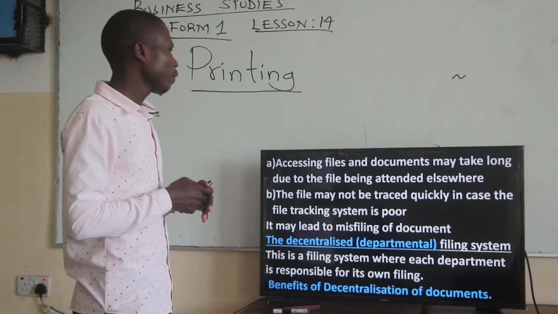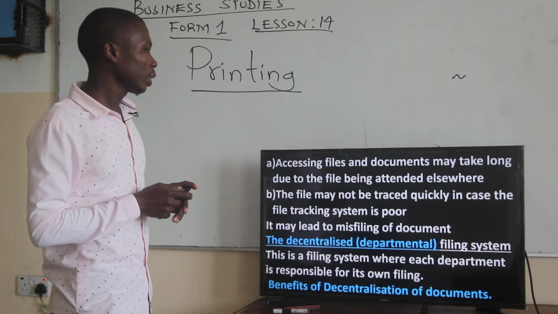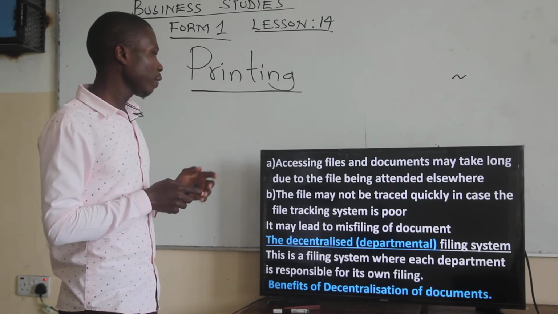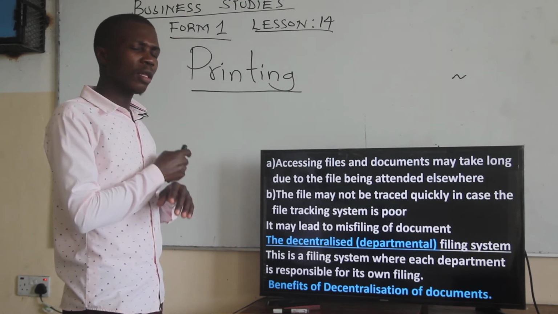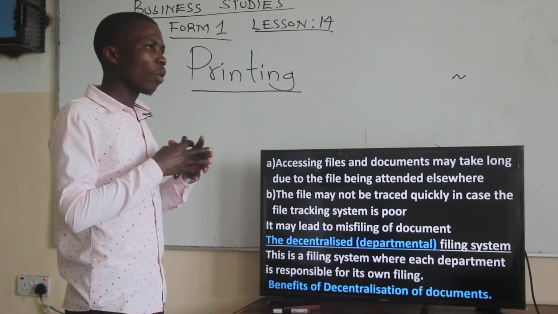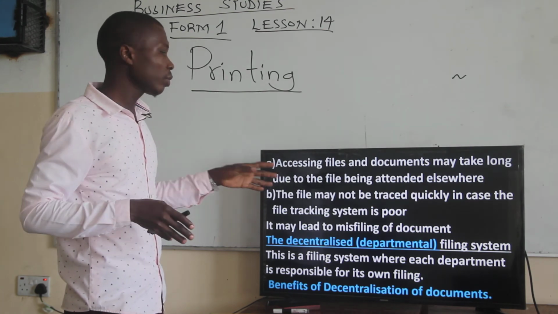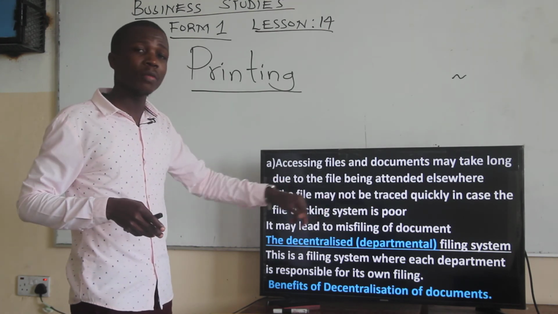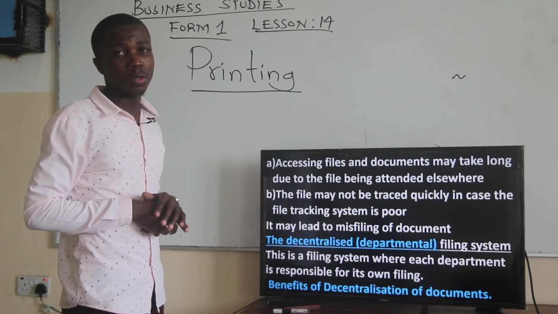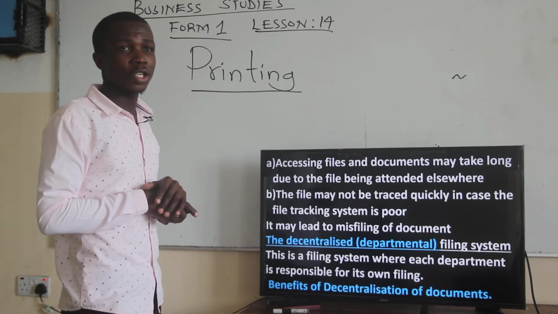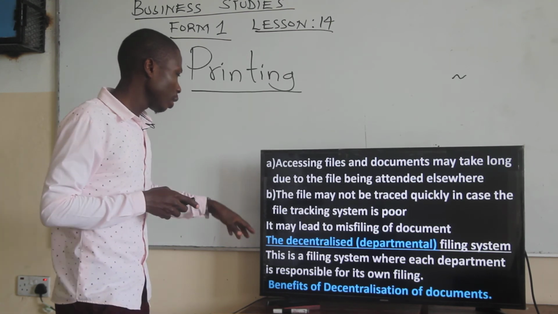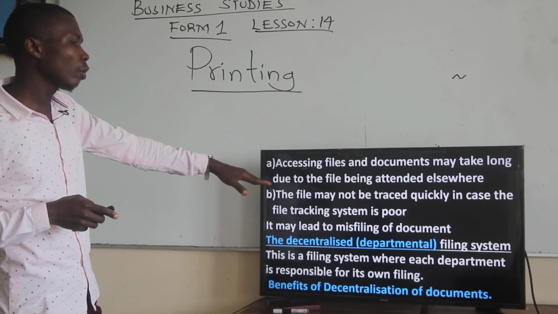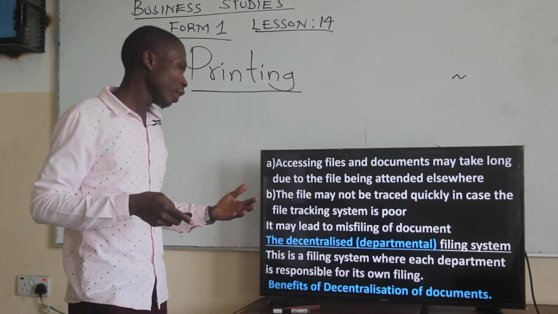Then the file may not be traced quickly. In case the file tracking system is poor, if there is no tracking system, they are grouped in one big pool of files. Sometimes when the tracking system is poor, then it's already a mess. That's a disadvantage of the centralized filing system. It may lead to what? Misfiling of documents.